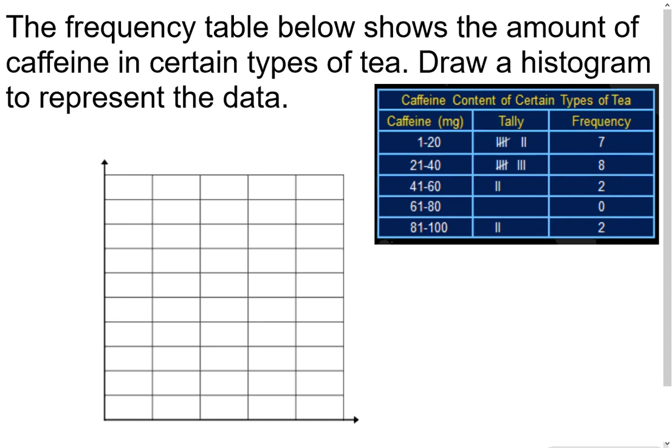So what I like to do to start off with is I'm going to look at creating a title for my histogram. I look at this as talking about the caffeine content in certain types of tea, so I'm just going to call it caffeine in tea.